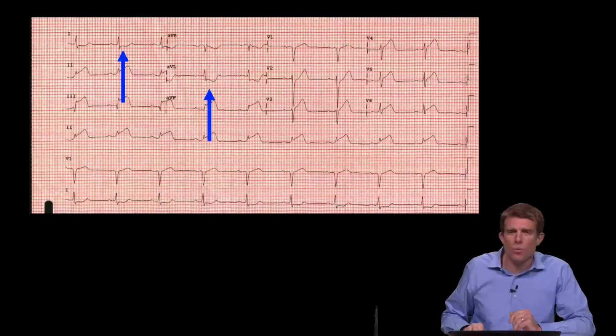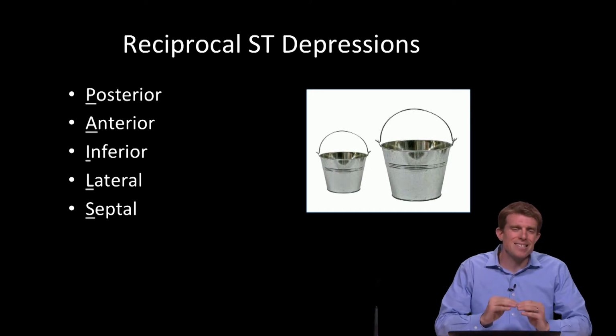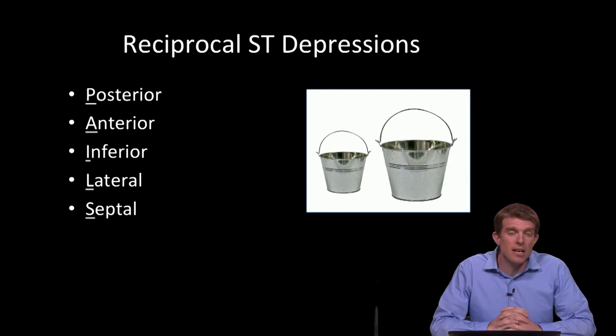So what does that mean? Why do we have both ST elevation and ST depression on the same ECG? Well, one potential cause is that these ST depressions are called reciprocal changes. So reciprocal changes are changes that you can see on an ECG where the ST segment is depressed in the setting of an acute myocardial infarction.